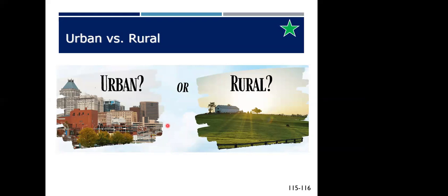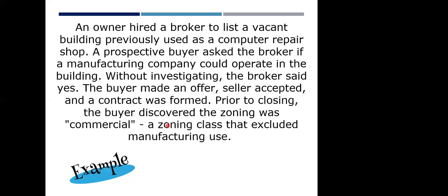So if we look at an example, an owner hired a broker to list a vacant building previously used as a computer repair shop. Prospective buyer asked the broker if a manufacturing company could operate in the building without investigating. Can we see where we went wrong? Without investigating, the broker said, yes. Buyer made an offer, seller accepted, and we are under contract. Prior to closing, the buyer discovered the zoning was commercial, a zoning class that excluded manufacturing use.